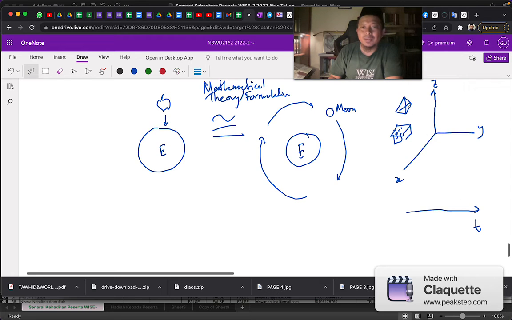Now if the object is stationary, it will remain stationary unless a force is exerted. If the object is moving at a constant velocity, it will continue to move at a constant velocity unless another force stops it, slows it down, or changes its direction.